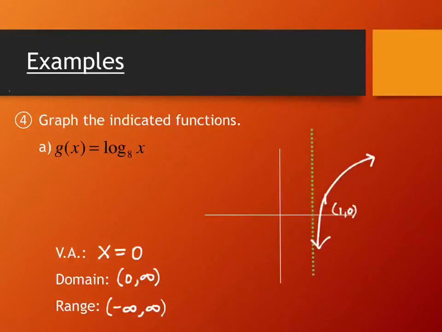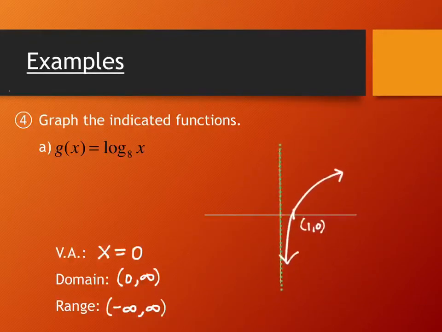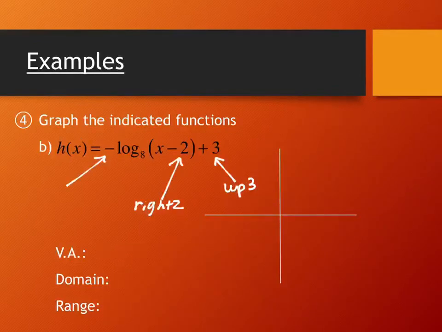And I know I'm going to have to move it up 3. Both of those things are going to happen, right 2 and up 3. But there's one more value affecting this, and that's the negative in the front. So Corbin, tell me what you're seeing happen there. It's reflection. And in the air, you drew me the reflection in the right direction too. This is a reflection over the x-axis.